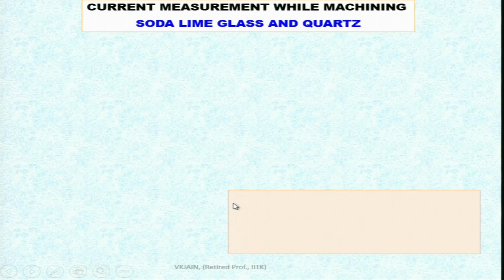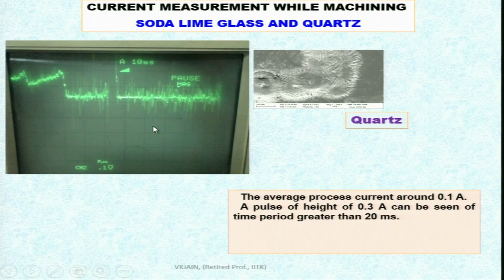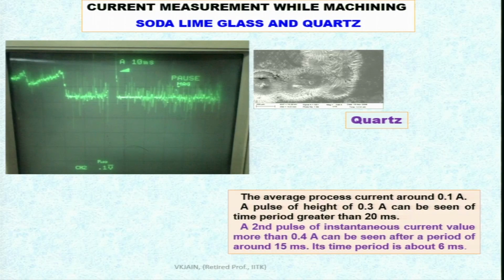Current measurement while machining soda lime glass and quartz. So you can see another example over here. Current measurement sparking are shown over here. The average process current is around 0.1 ampere, a pulse of height of 0.3 ampere can be seen of time period greater than 20 millisecond. A second pulse of instantaneous current value more than 0.4 ampere can be seen after a period of around 15 millisecond. Its time period is about 6 millisecond.